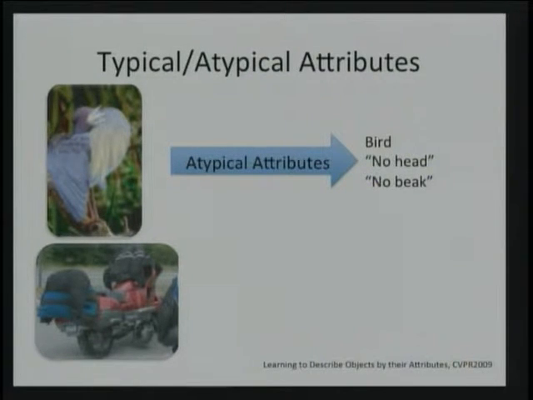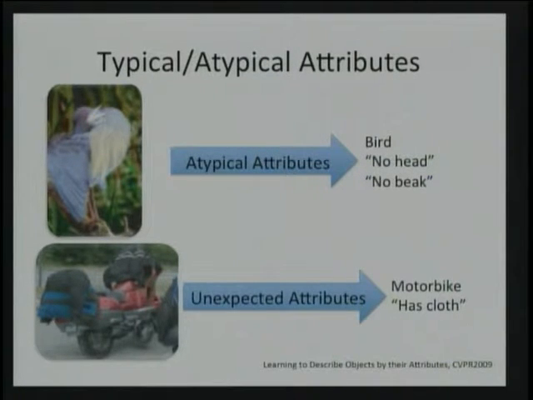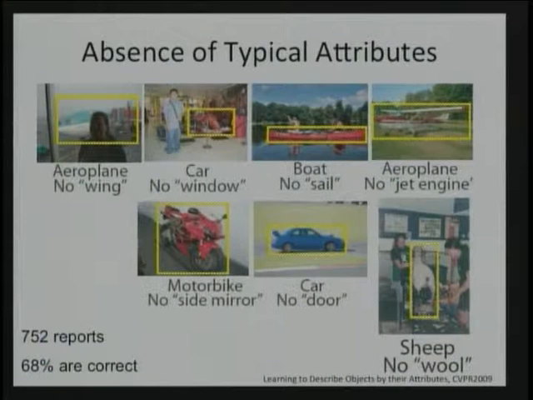So when our system sees this picture, it sees it's a motorbike. But I don't expect to see a cloth on a motorbike. So I can report that. This is an example of a boat. Our system thought it's not a typical boat because it doesn't have a sail. Clear example of the bias in the data set. Our system thought that this is an airplane, but there is no jet engine. So it's not typical. My favorite lucky example, if you can see it, our system thinks it's a sheep that has no wool. I wish I could have done this.